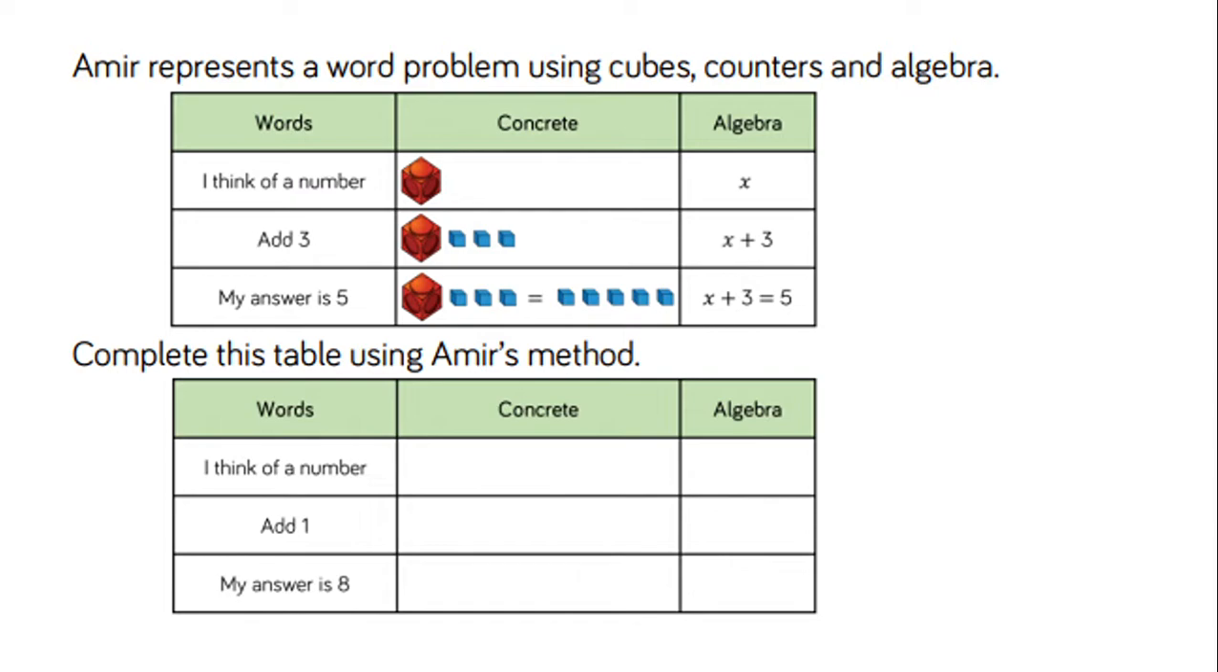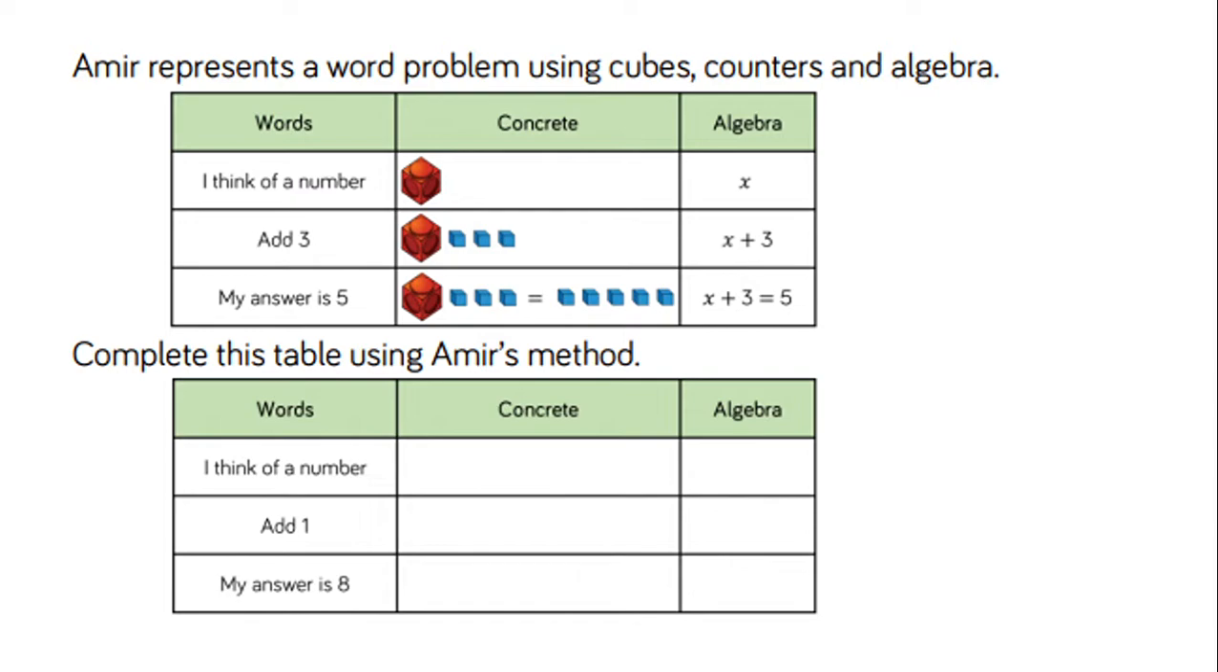I don't know if you've got anything at home. You could use 2p's and 1p's, so 2p's to represent one variable and 1p's, anything you've got at home to represent this. Try to actually do it and then draw pictures in your book to help. So we need to complete this table using Amir's method. Have a little go at this and pause the video.